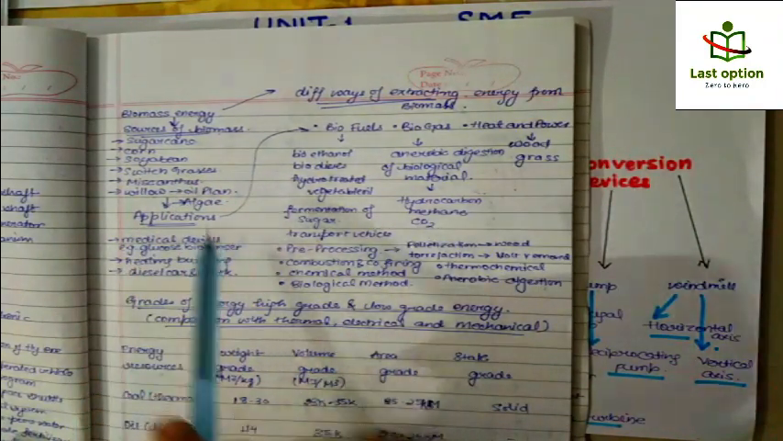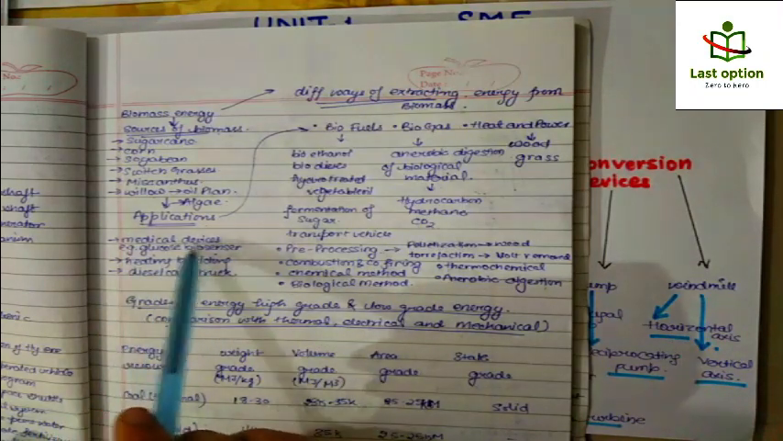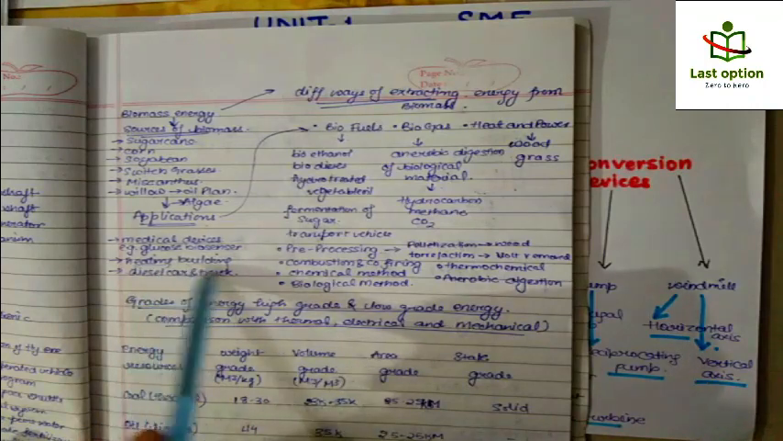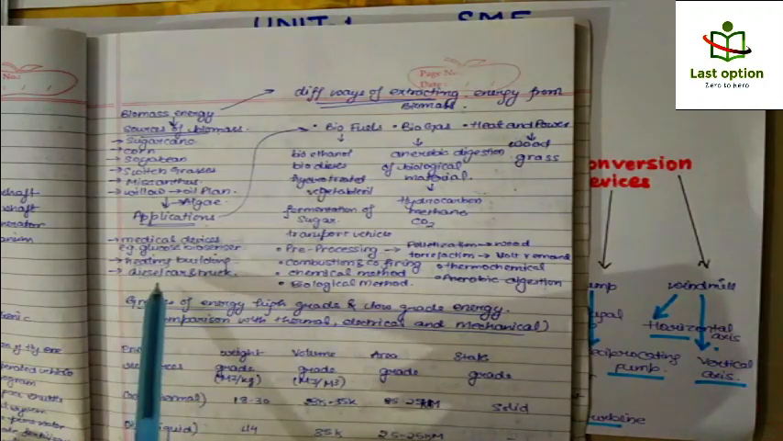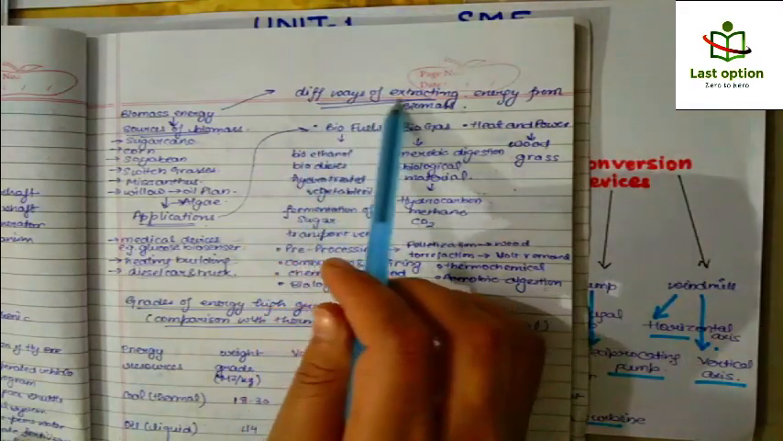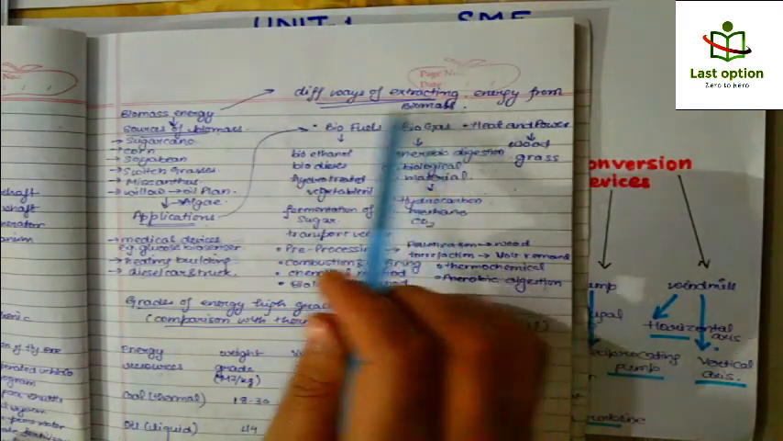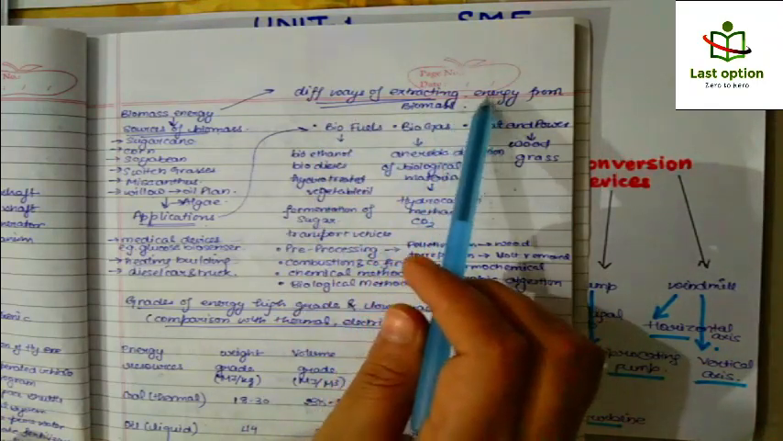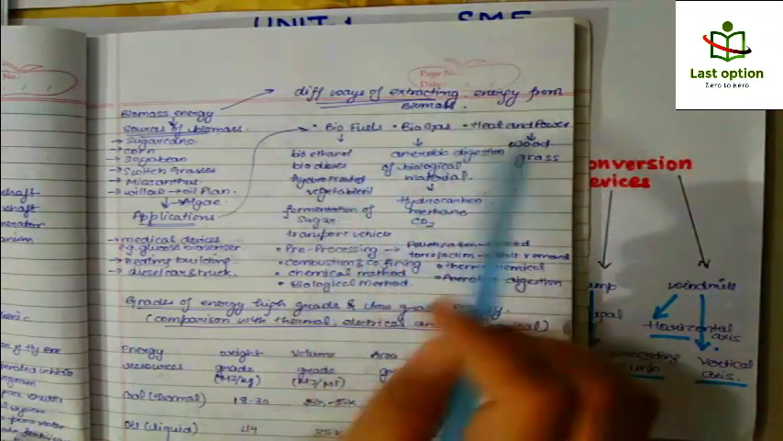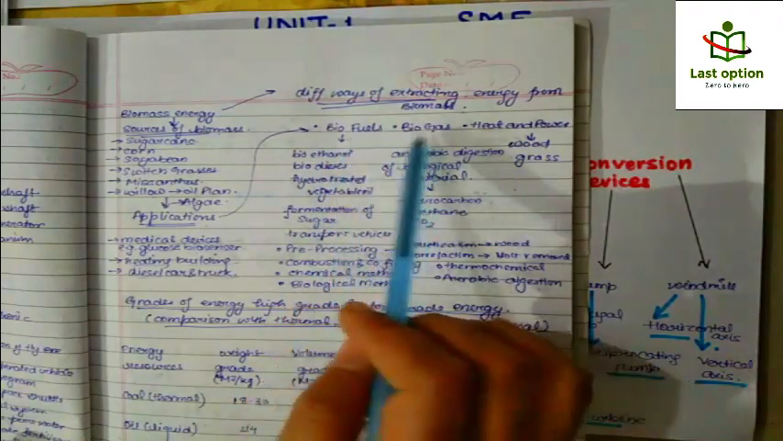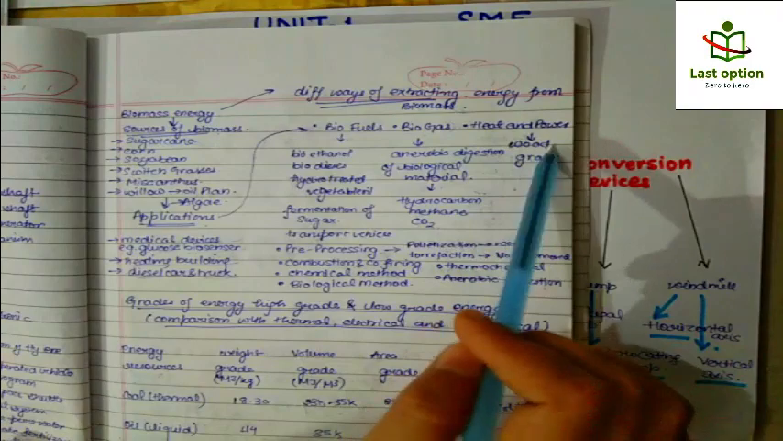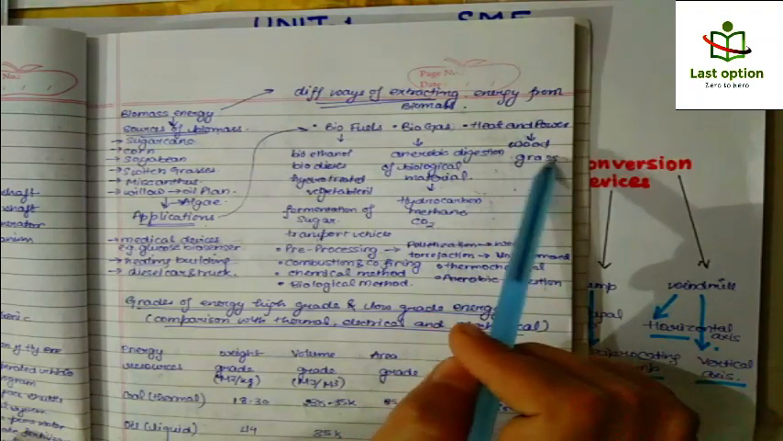And what are its applications? It is used in medical devices such as glucose biosensors, heating buildings, and diesel cars and trucks. These are its applications. And the different ways of extracting energy from the biomass are biofuels, biogas, and heat and power. Heat and power can be obtained from wood and grass.